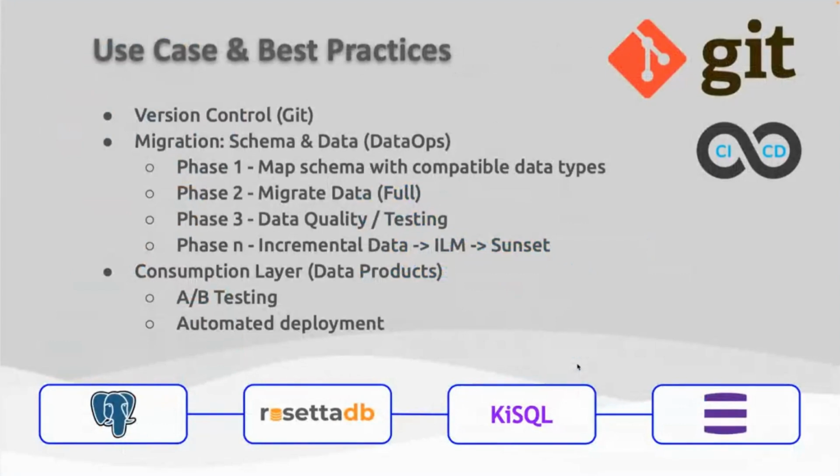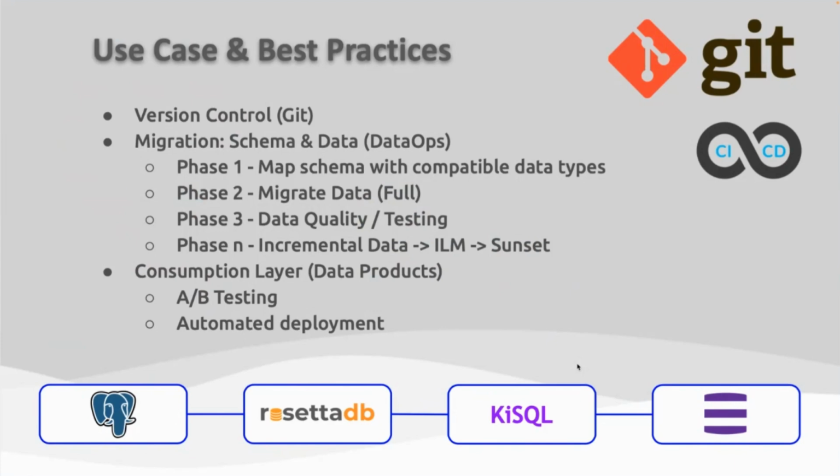Some use cases and best practices that we recommend as part of this process is that we use GitHub, in our case, to deploy our data product, and use GitHub Actions and the CI/CD capabilities in order to orchestrate the whole process. And the migration process, the schema and data migration process, will be done in 3 phases.